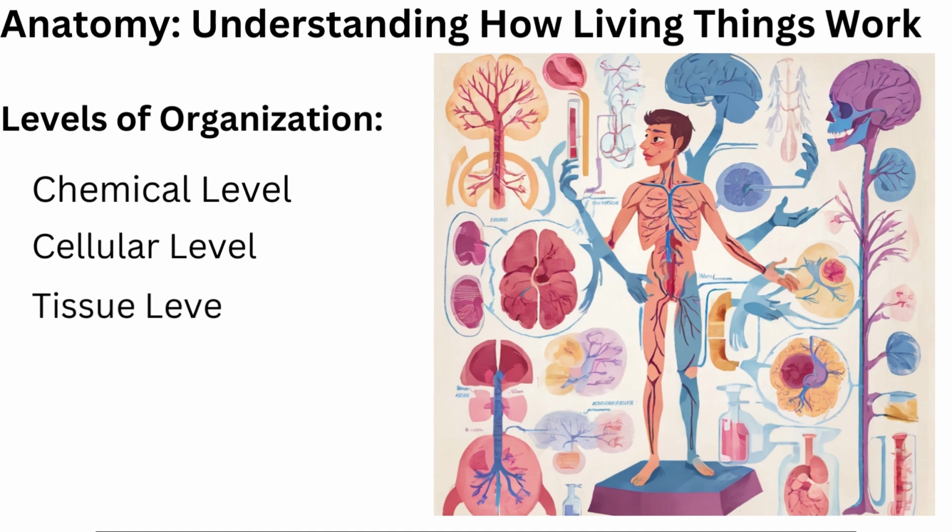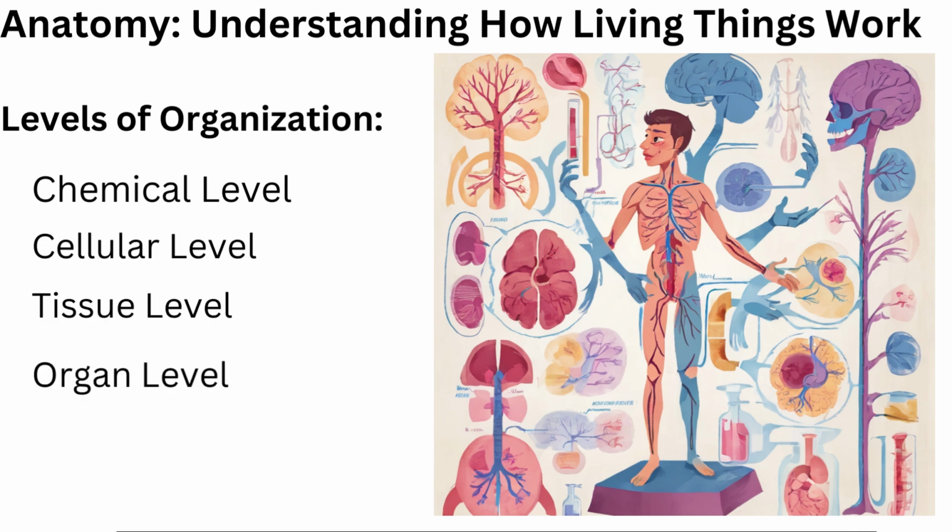Tissue level. Cells with similar functions and structures group together to form tissues. There are 4 primary tissue types in the human body: epithelial, connective, muscular, and nervous.